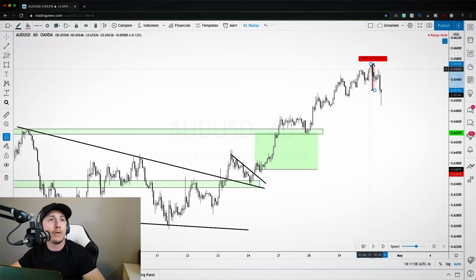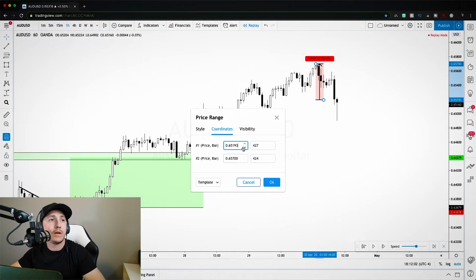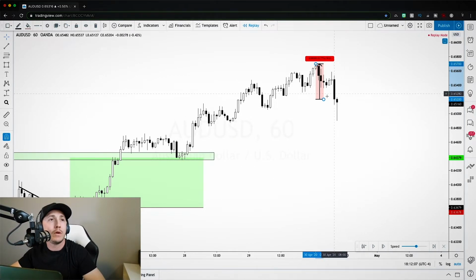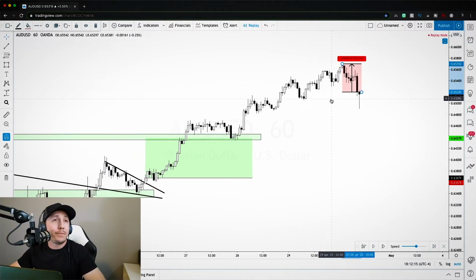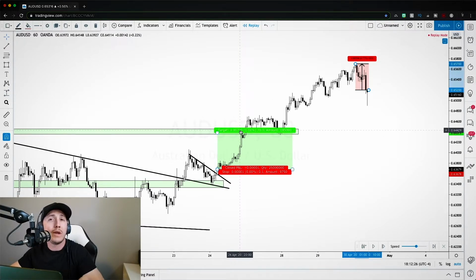Grab that high. Reduce that again to our 50 pips. And yeah, we would have been stopped out right there. All right. However, that's okay. Look how much extra we got off this trade. If we would have got out here, we would have only taken 70 pips off this trade.